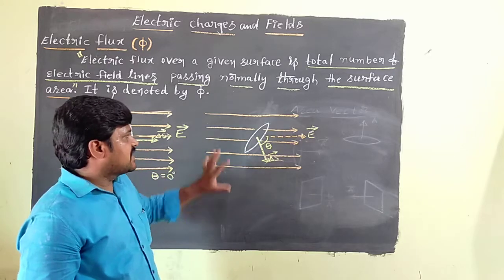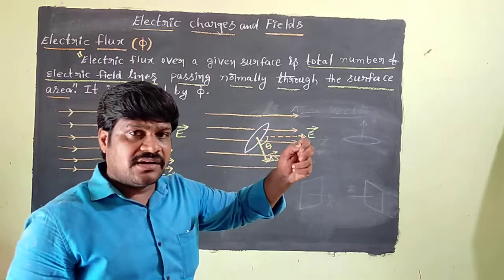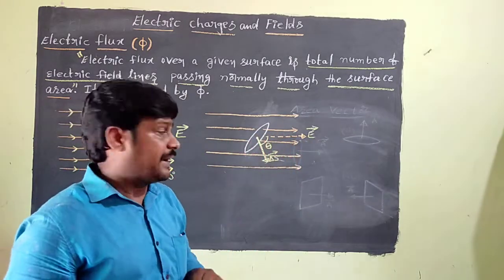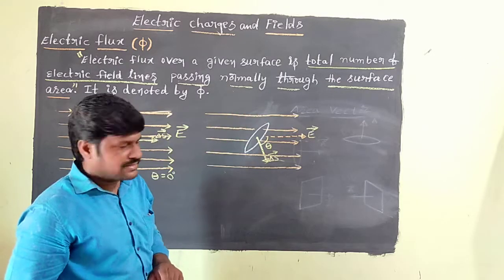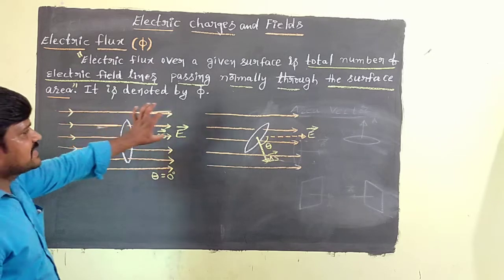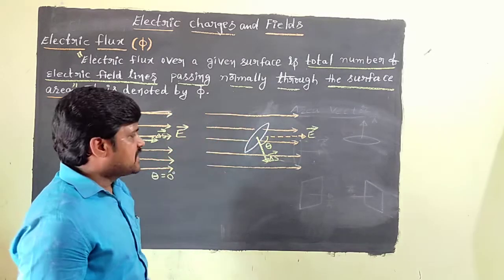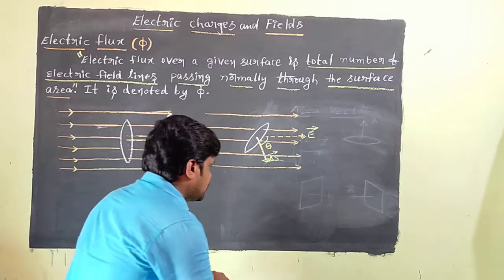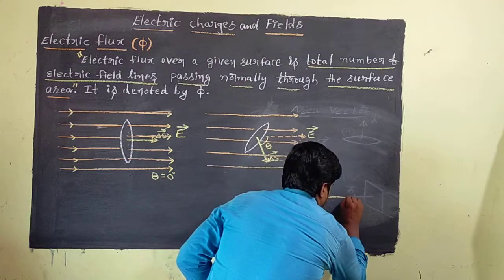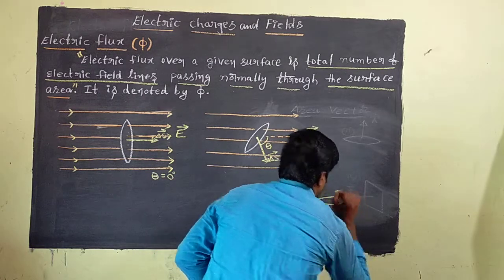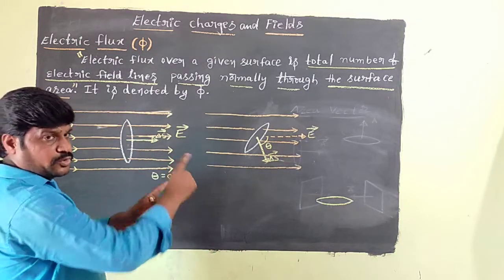Because of this, if you rotate the area vector a little bit from the direction of electric field, in this case the number of lines passing through the area decreases. That means compared to the first case, in the second case the flux is smaller. Suppose I take a third case. In this third case, this is one area vector, which is completely rotated to 90 degrees.